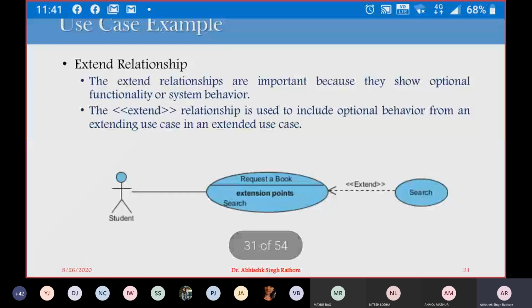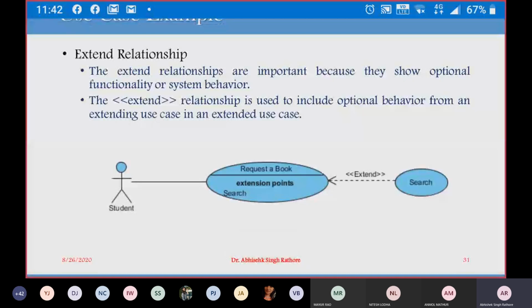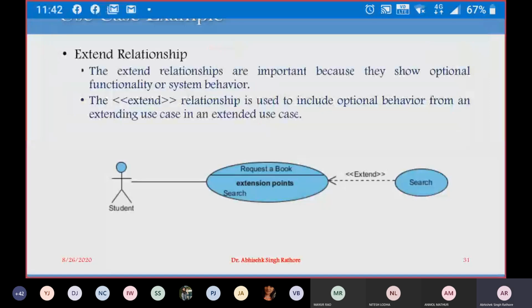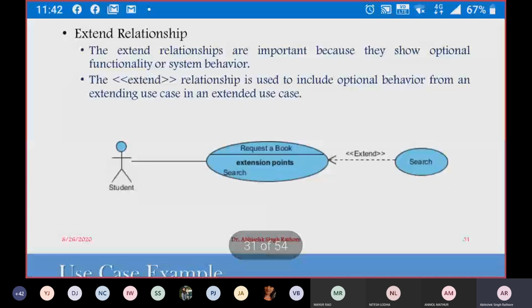It provides an optional functionality. So you can use it, but it is not compulsory, while include might be compulsory, but this is just optional. So it may not be a compulsory thing. When a student is requesting a book, you can opt for searching a book. So when you are extending your relationship, you have some extension points available.